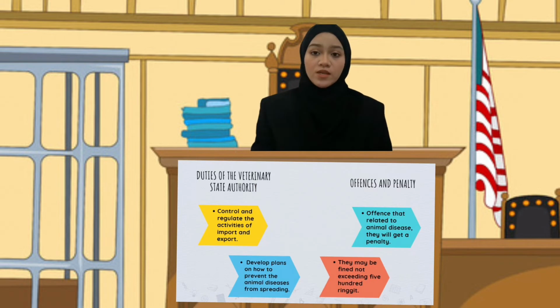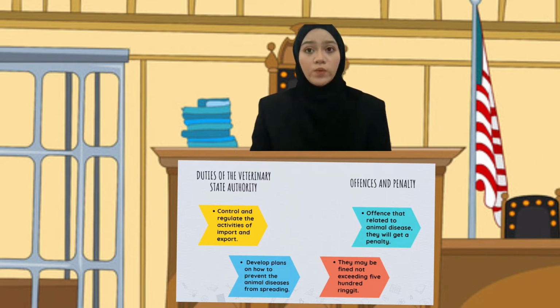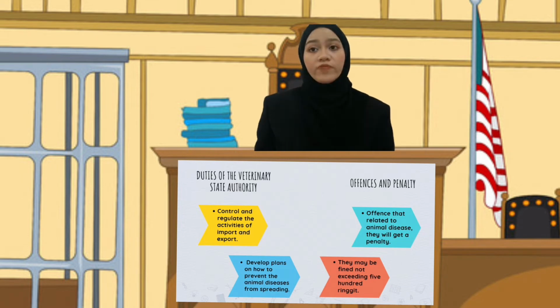There are a few duties the authorities need to perform, which is that they must control and regulate the activities of import and export of animals and fish. The duty is to ensure there are no diseases in the animals or any animal products that can spread around the world. Furthermore, they need to ensure the examination and certification of meat from the animals are safe and suitable for the consumer to consume.